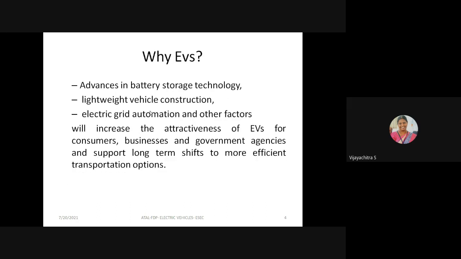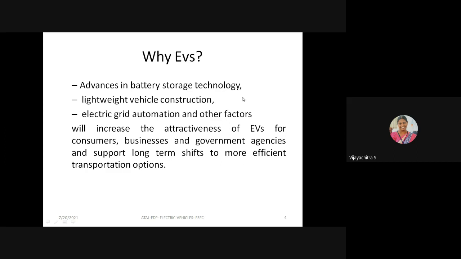Why EVs? Why do we need to use EVs? There are certain advantages. Usually we human beings prefer any kind of technology when there are certain advantages. First, advances in battery storage technology: once the power is stored in the battery, we can utilize it for operating the vehicle. Second, lightweight vehicle construction.